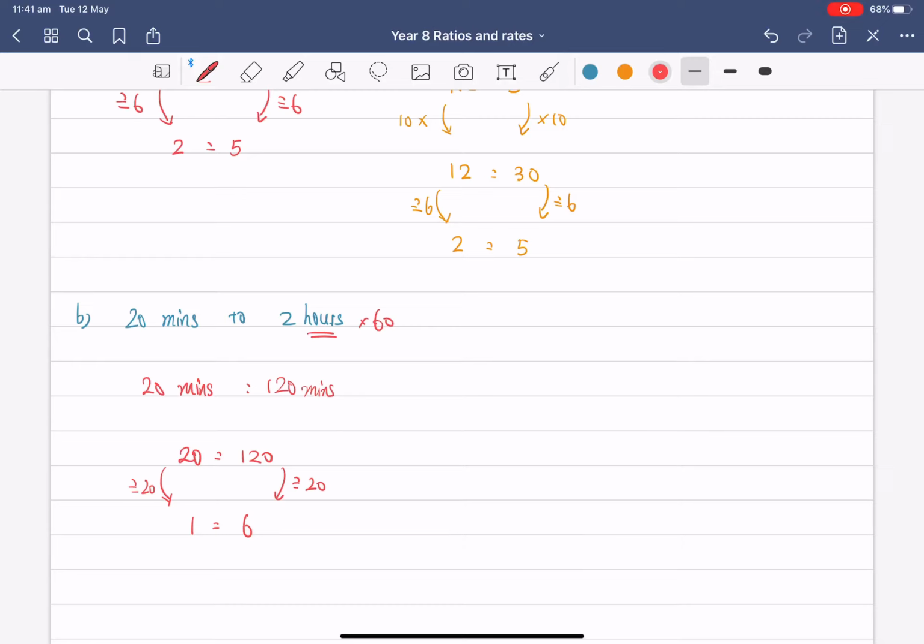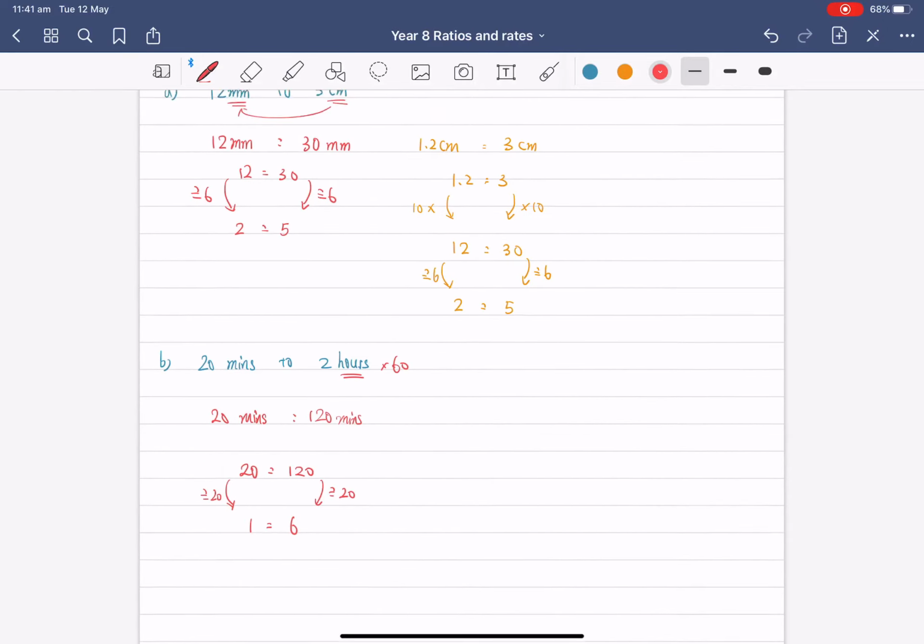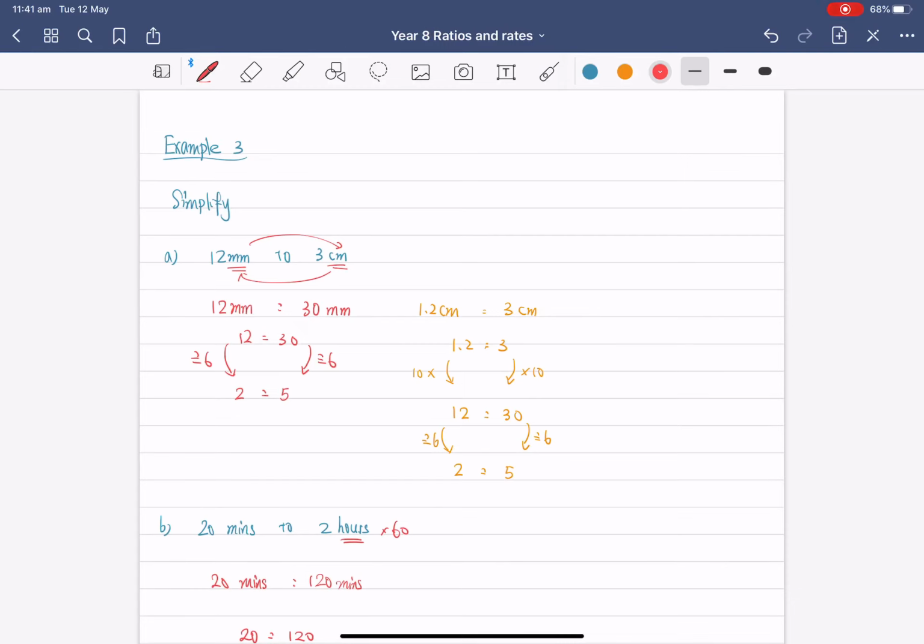All right, so that's it. It should be quite easy as long as you know how to change a unit and are able to find the highest common factor to simplify ratios. Remember, simplifying ratios is very similar to simplifying fractions. The idea is very, very similar. The only difference this time is we're writing not in terms of fractions, but in terms of ratios.